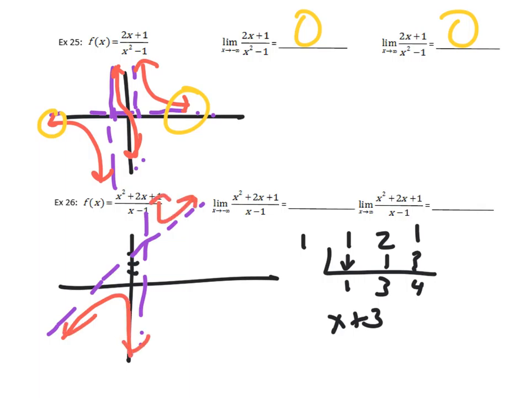As we look at your asymptote, hold on, I need to change colors. On the right, this is going towards positive infinity, and on the left, it's going towards negative infinity. So really your limit doesn't exist.